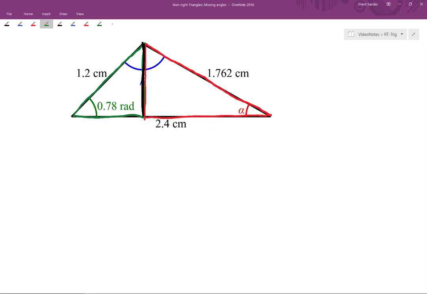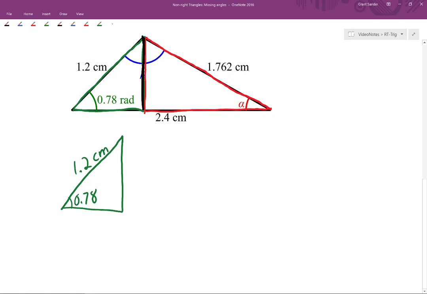So I'll redraw this green right triangle that's on the left-hand side. So like that, we've got an angle measure of 0.78 radians. The hypotenuse of this thing is 1.2 centimeters long, and we don't know the other side lengths. But we can actually determine these side lengths using right triangle trigonometry. So the vertical side length should be 1.2 times sine of 0.78. And the horizontal side length should be 1.2 times cosine of 0.78. So we could compute those values, but we'll leave them like that for now.